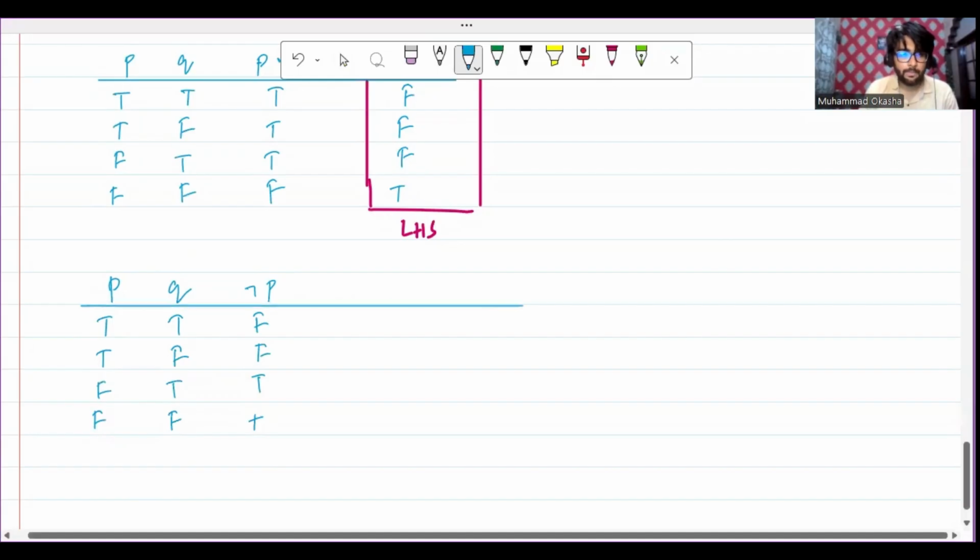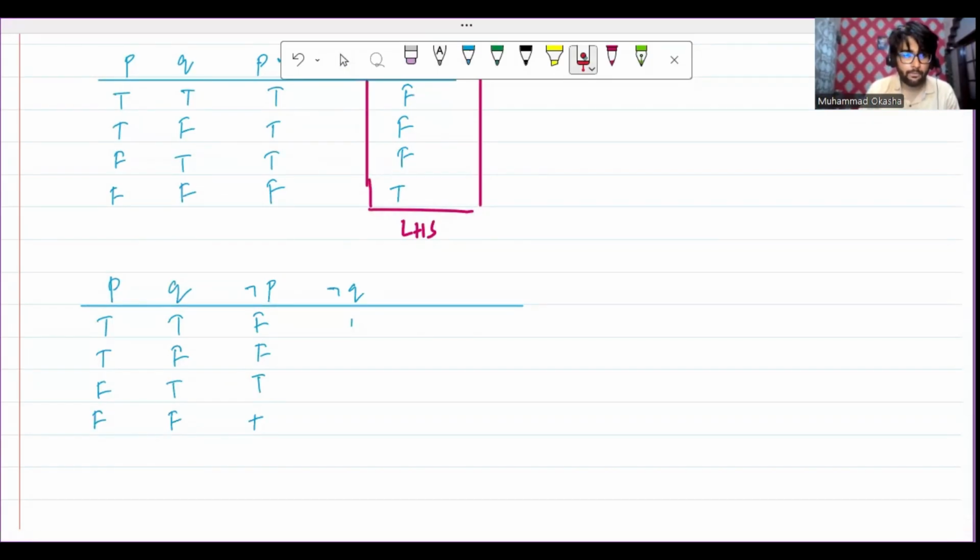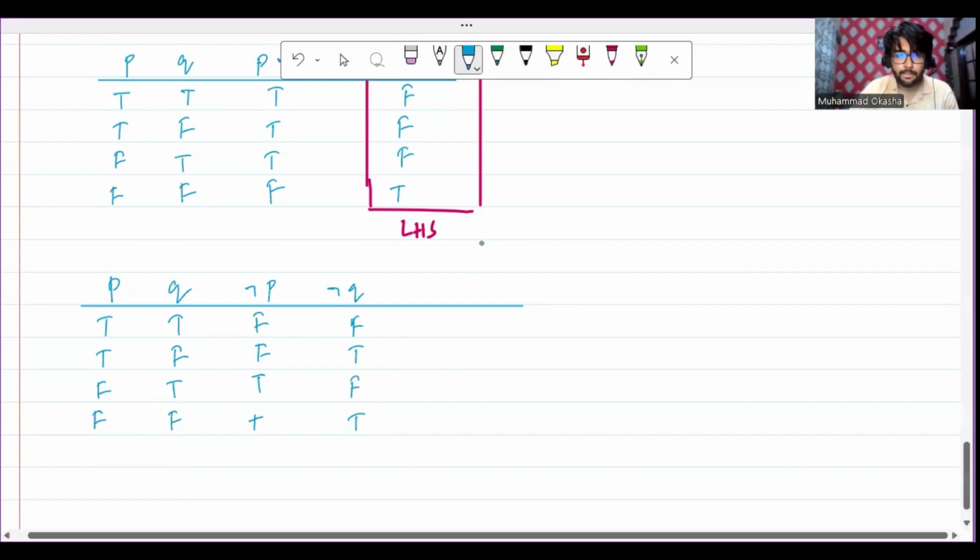Right. Now let me do negation Q. Negation Q is going to be, I will take Q, every single value, and I will negate it. So true, this true is going to be false, true, false, true. False, true, false, and false, and true. Right.